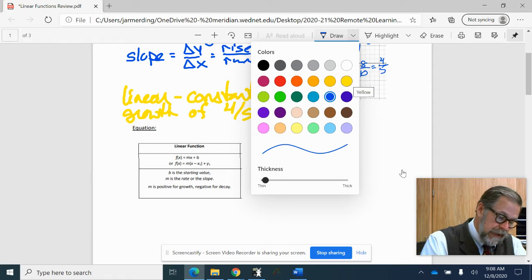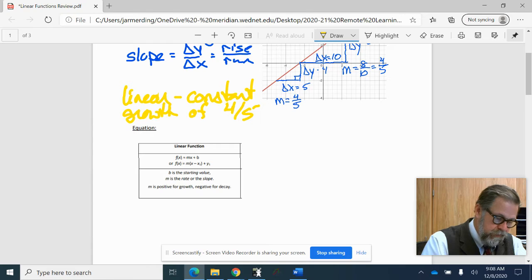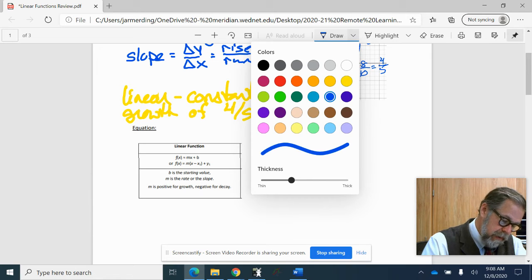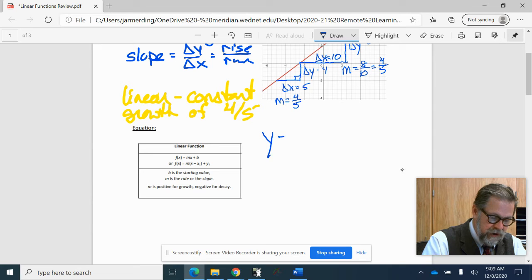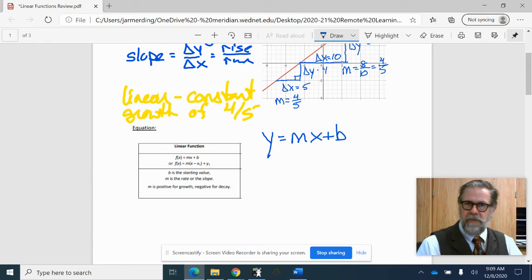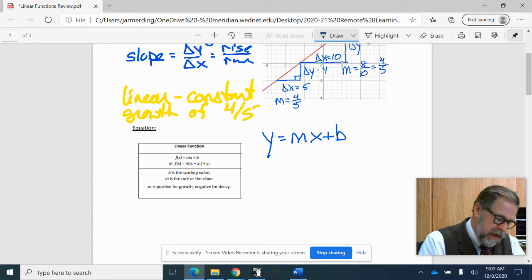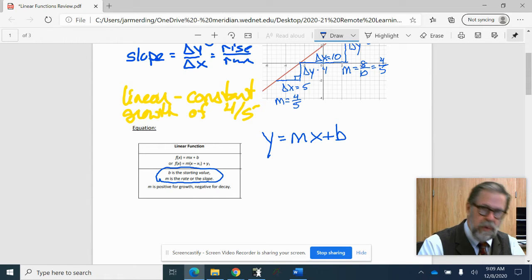All right, so let's talk about equations. Equations are somewhat straightforward because, for one thing, I could just look and see, well, if I see y equals mx plus b, that's the y-intercept form of my linear equation. But there are other versions of this equation that we need to know about. Let's very quickly talk about b and m. b is the starting value, m is the rate of change, the growth rate, the slope.